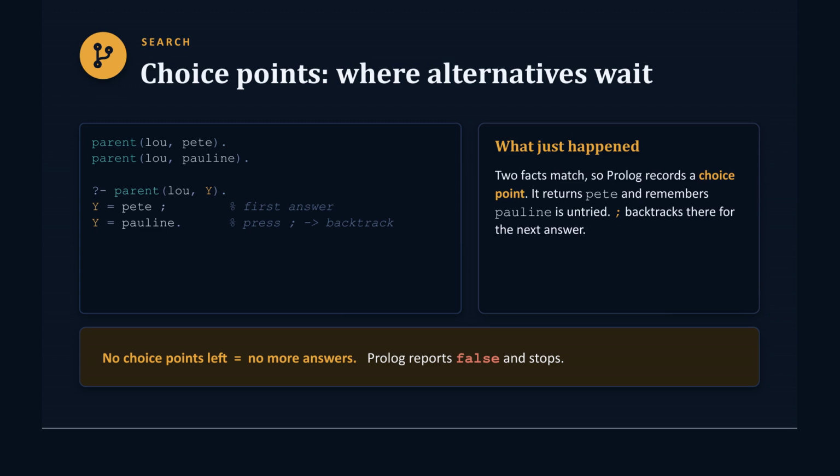Prolog explores your clauses the same way. A choice point is any place where more than one clause could match the current goal. Ask parent of Lou, Y, and there are two matching facts, so Prolog records a choice point. It returns Y equals Pete first, and remembers that Pauline is still untried. Press semicolon and it backtracks to that choice point and delivers Y equals Pauline. Choice points are where alternatives are stored; backtracking is the act of returning to them. When no choice points are left, there are no more answers, and Prolog reports false and stops.